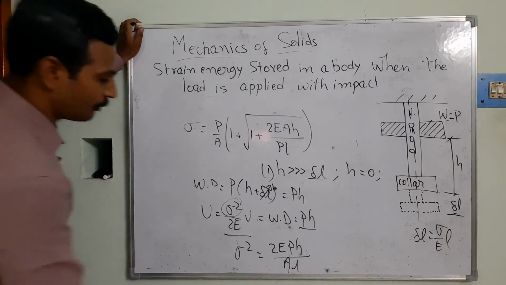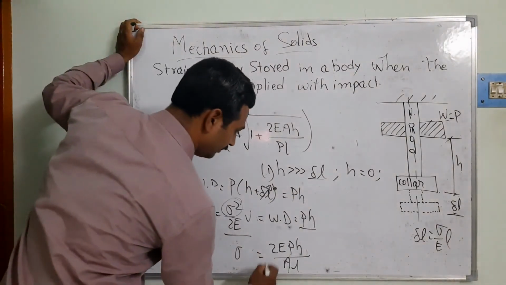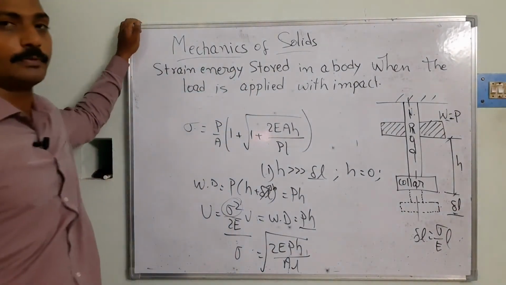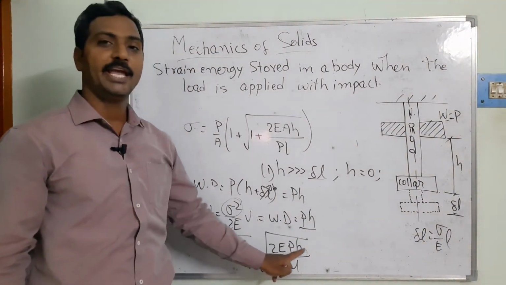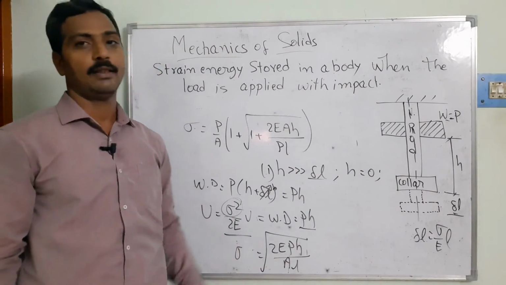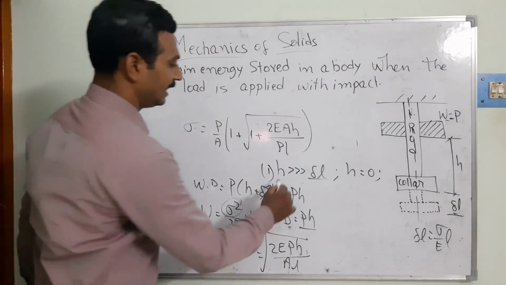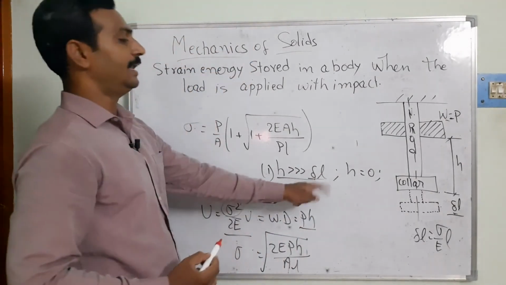So then I am going to take only the sigma value, and then I will get this magnitude. Sigma is equal to the square root of 2E PH divided by A into L. So this way we calculate when H is greater than del L.